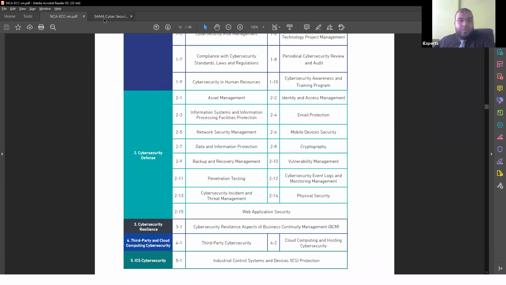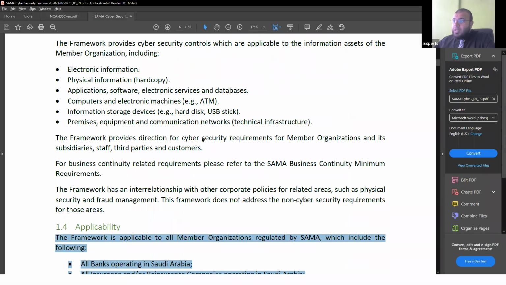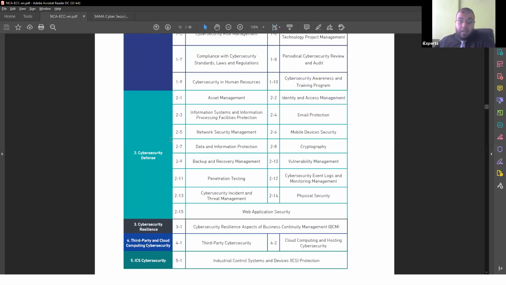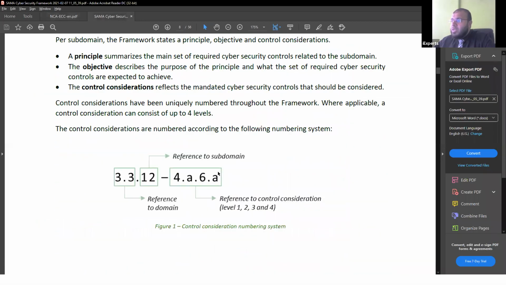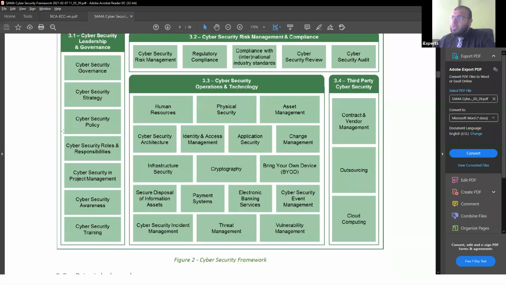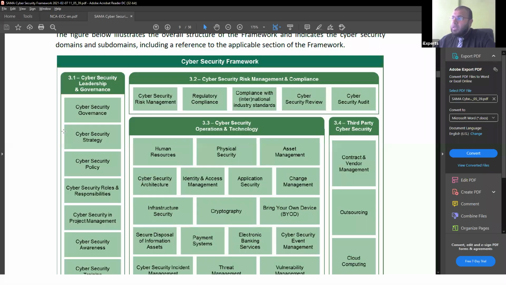This is the controls of SAMA. Let's return again to SAMA; this was the controls of NCA, the National Cybersecurity Authority. When we speak about the controls of SAMA, you can find all the controls here. This is the regulation, and this is the cybersecurity framework. Here is the first section, the governance. In the governance, we are discussing governance, strategy, and policy.